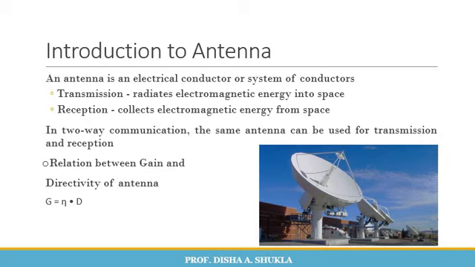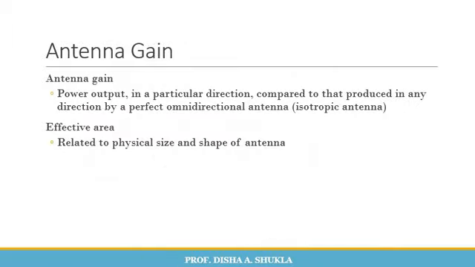Gain is the practical value of the directivity. The relation between gain and directivity includes a new parameter called efficiency. So, gain is equal to efficiency into directivity. Now moving forward, what is an antenna gain? An antenna gain is a power output in a particular direction compared to that produced in a direction by a perfect omnidirectional antenna, that we saw when we gave an example of the light bulb and the spotlight.